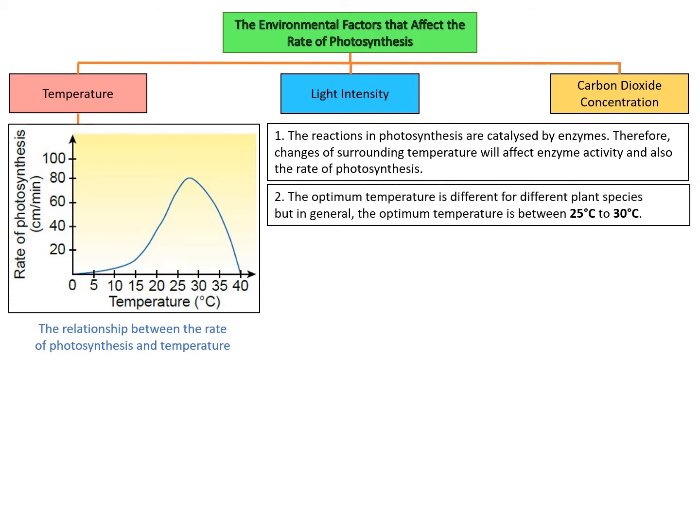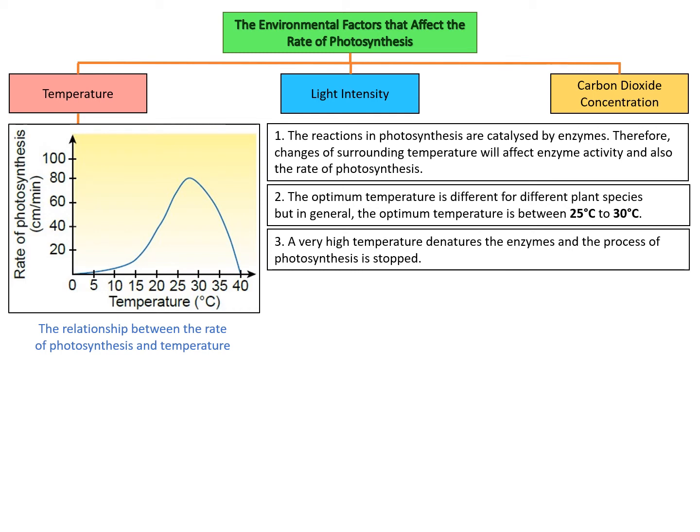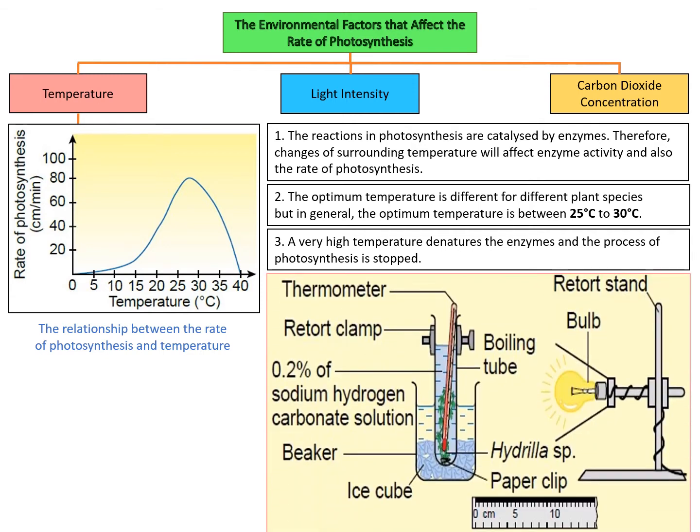The optimum temperature is different for different plant species, but in general, the optimum temperature is between 25 degrees Celsius to 30 degrees Celsius. A very high temperature denatures the enzyme and the process of photosynthesis is stopped. This is the setup of the experiment to study the effect of temperature on the rate of photosynthesis.